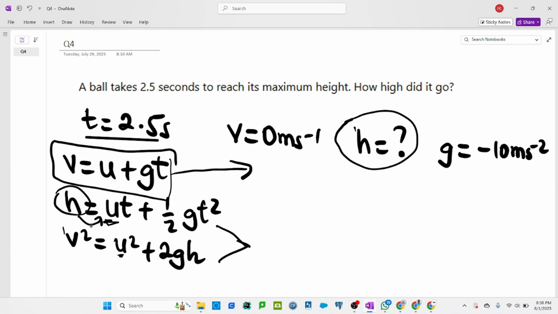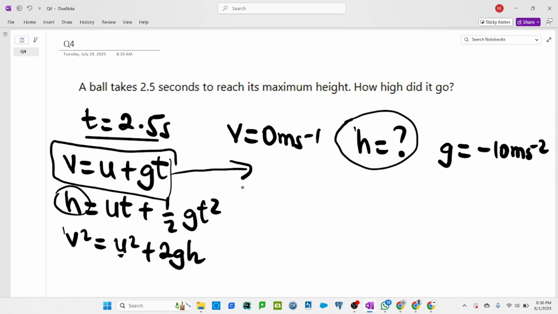Okay, so that was very smart. You can use any of them. So the thing is, we wanted to find h. This equation could have helped us, or this equation could have helped us, but in any of them, u is needed. We need to find a way to find u first before we come back to find our h.